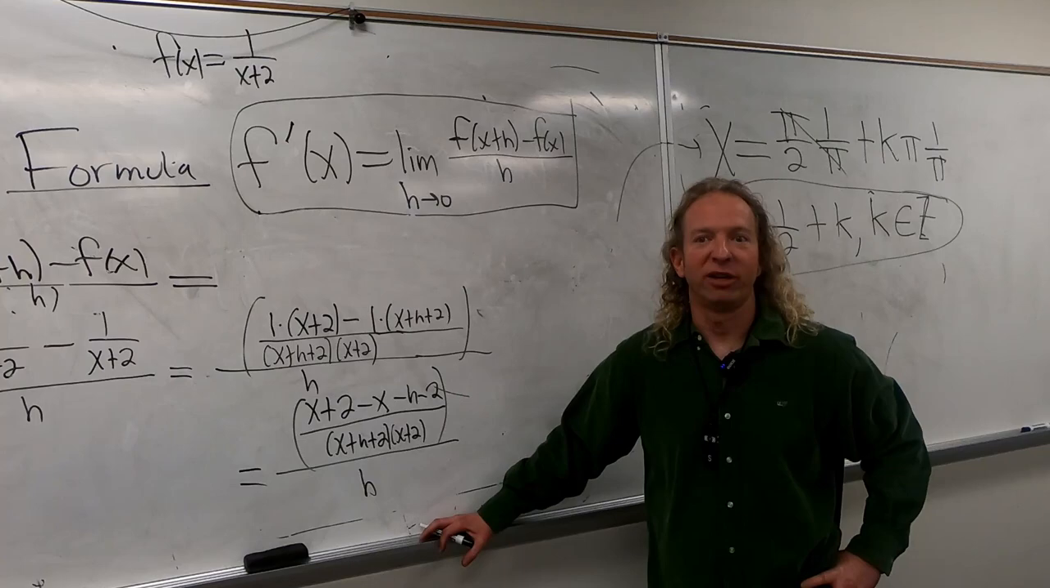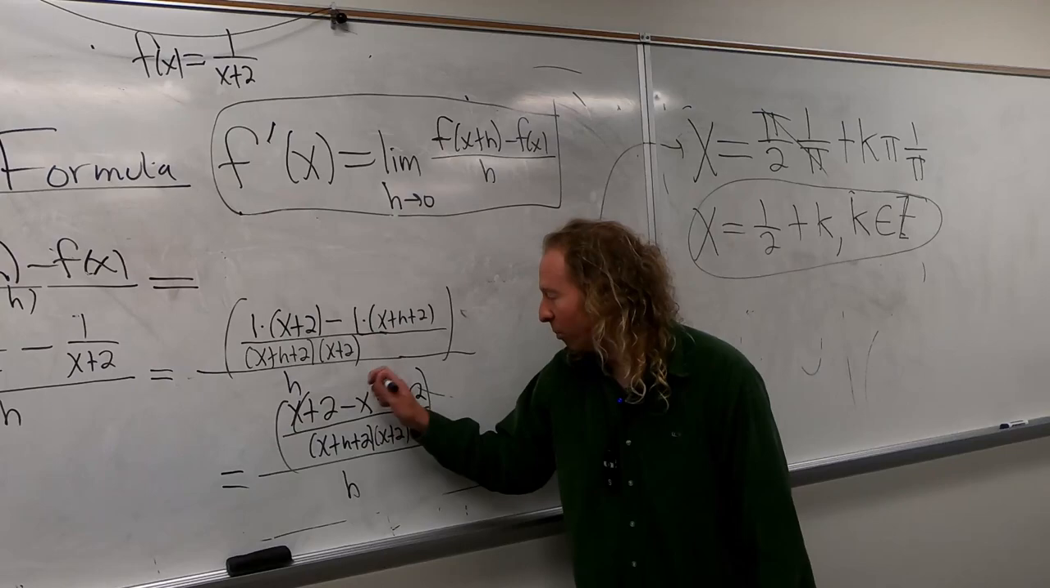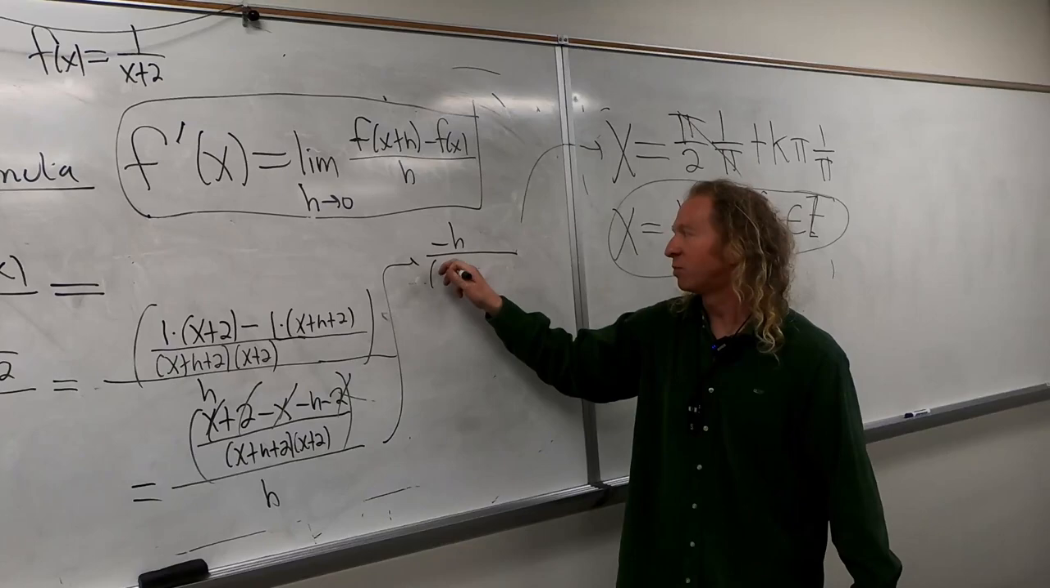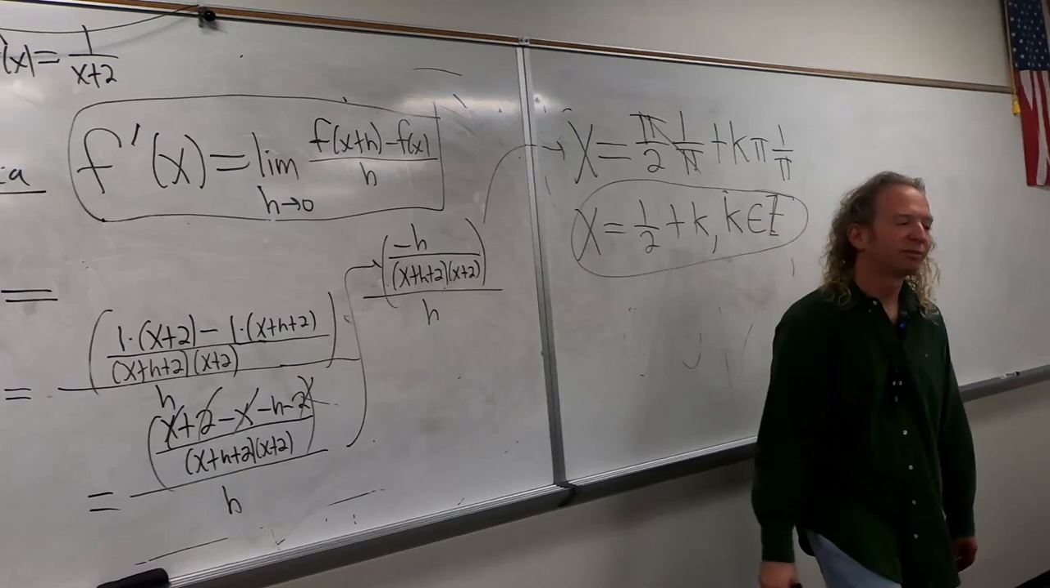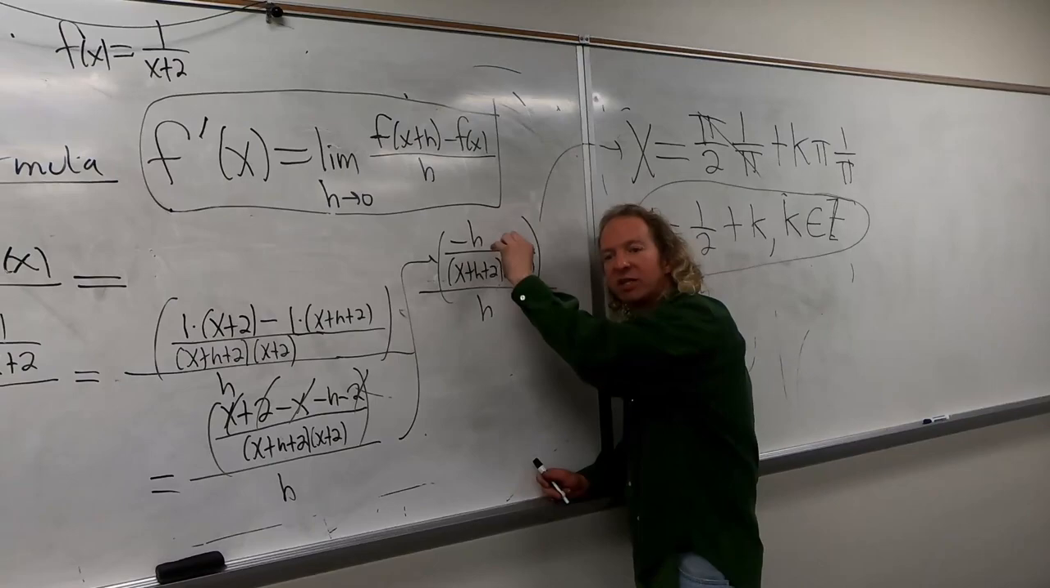Okay, so stuff goes away. Boom, boom, boom, boom. So we have negative h over x plus h plus 2, x plus 2, and still in parentheses, all over h. Take your time, it's a lot of writing. The parentheses are important because it's this entire thing divided by h, right? This entire thing divided by h.